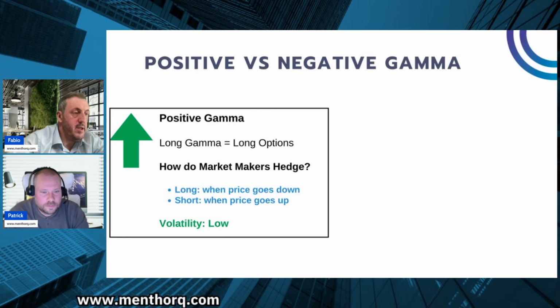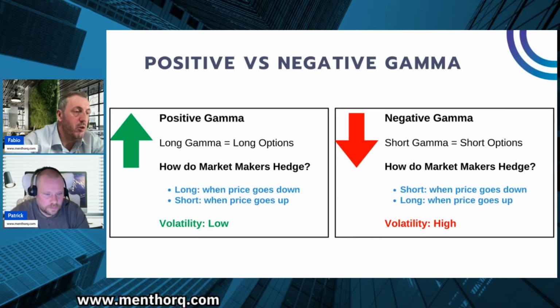All right. So here, Ian, this is kind of the way it works. Obviously, the delta hedging mechanism is more complicated than this, but to simplify it: when we are in positive gamma, the market makers are going long when the price goes down and going short when the price goes up. By doing that kind of delta hedging, volatility in that environment tends to be low because this type of hedging stabilizes the price, right?